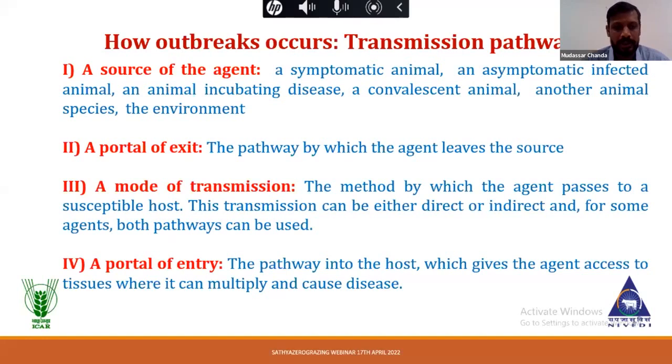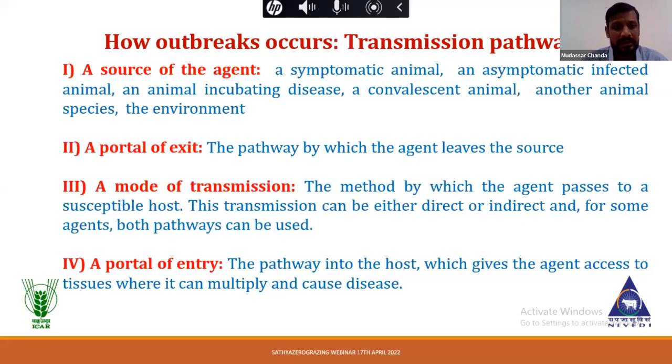So that is more important. Once it has come out of that, then it has to transmit to the other animals. So that is the mode of transmission there, by which the agent passes to the susceptible host. What is the transmission mechanism for that? It can be direct, indirect, and for some agents, both pathways are important. I'll tell you an example of anthrax in the next slide, how the mode of transmission is important there.